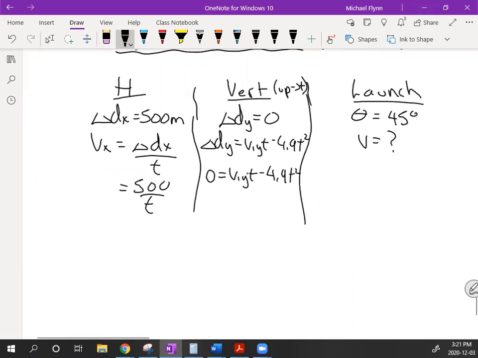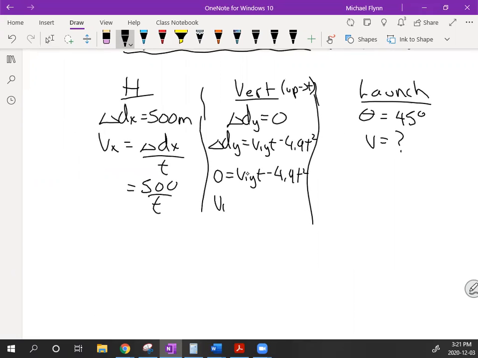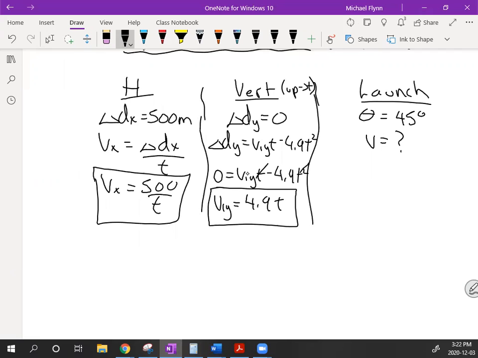Now I'm going to solve this for v1y. A t will cancel out, by the way, because delta d is 0. And v1y will equal 4.9 t when you do the math there and rearrange it. So I have two equations. I have Vx is 500 over t, and v1y is 4.9 t.